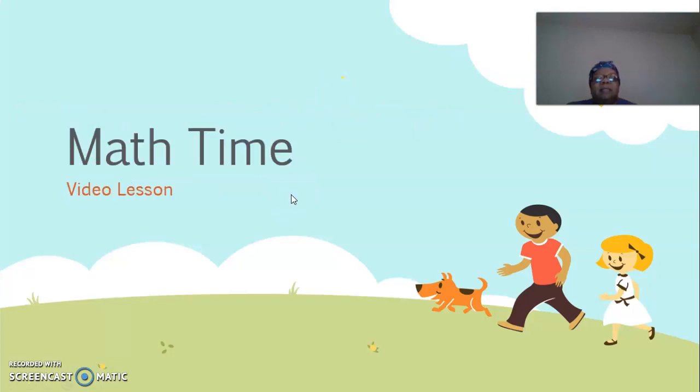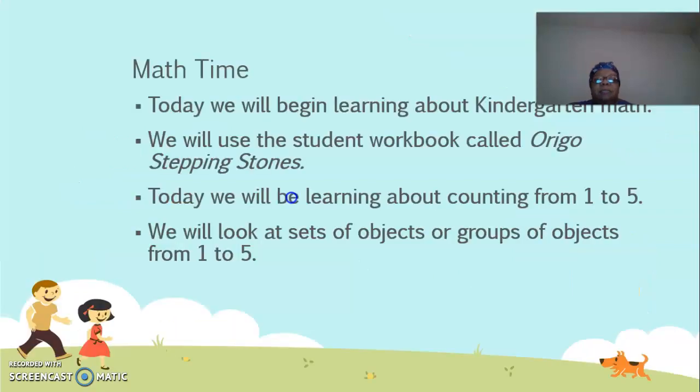This is our math time and this is our video lesson. For math time today we will begin learning about kindergarten math. We will use the student workbook called Origo Stepping Stones. It looks like this. Yours is on paper. We copied just a few of the pages, so if you picked up your sack or bag, it has the math workbook pages copied for you. Today we will be learning about counting from 1 to 5.